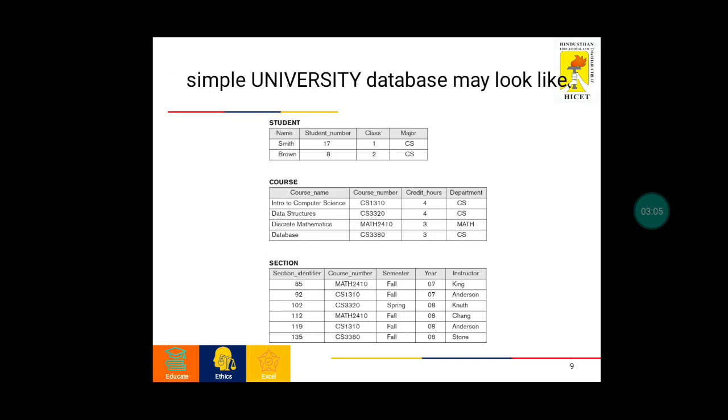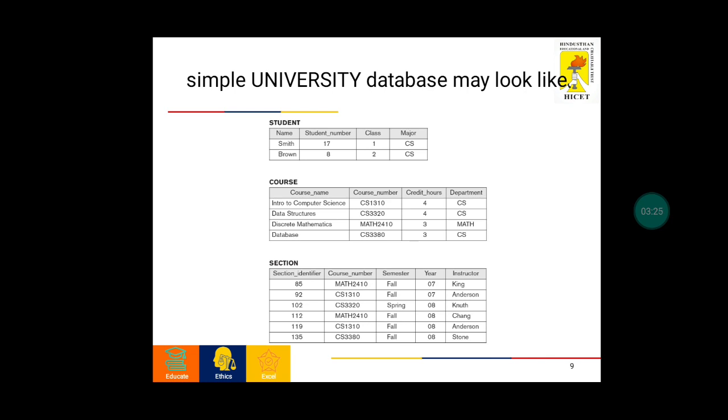And next one is, a simple university database may look like this. That is, first one is student relation. It consists of 4 columns or 4 attributes. That is name, student number, class, and major. It consists of 2 tuples. And next one is the course relation. It consists of 4 columns: course name, course number, credit hours, department.